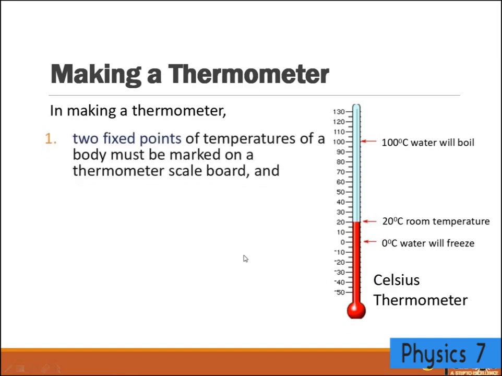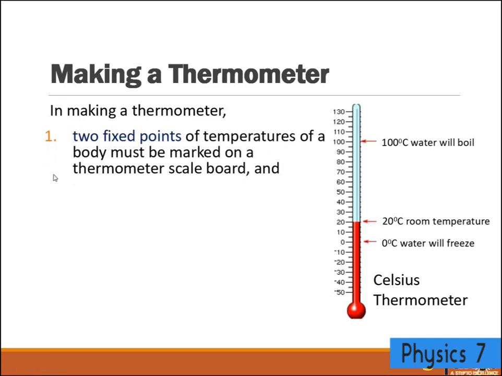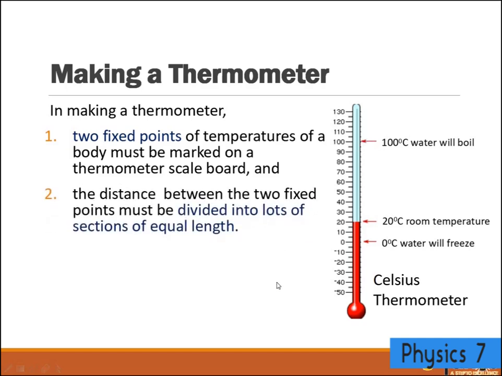In order to make a thermometer, you need to have two fixed points of temperatures of the body that you're taking the temperature of. So you need to identify two fixed points on the thermometer which relate to the temperature of the body. And this must be marked on a thermometer scale board. So the distance between the two fixed points must be divided into sections of equal lengths.